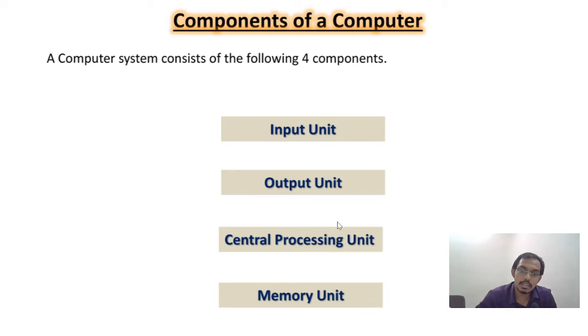And now we have to discuss the central processing unit, the CPU. The CPU is the main working functional unit which communicates with the input unit, the output unit, and the memory unit. And the last one is the memory unit. Whatever data we have to store, we need some location where we can store it. So the memory unit is the kind of unit where we can store the data.